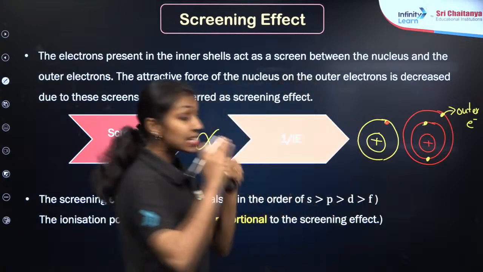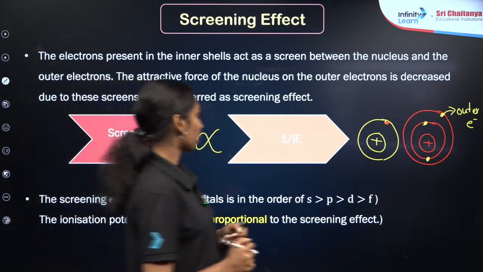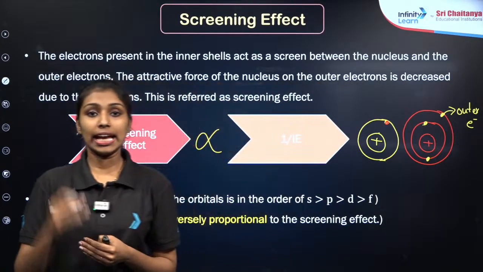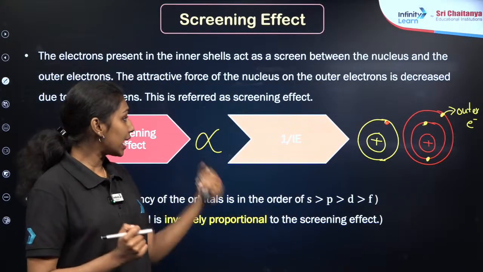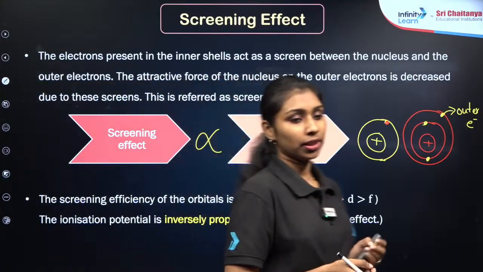Which means that as the screening effect increases, ionization energy decreases. Clear? As the screening effect increases, ionization energy decreases. There will be an inversely proportional relationship.